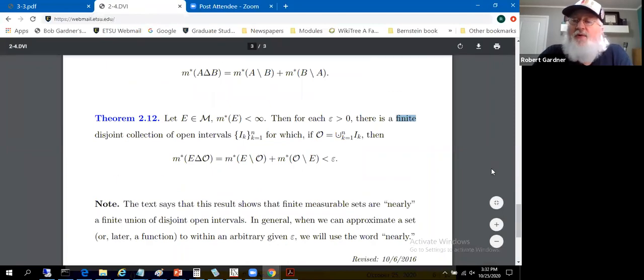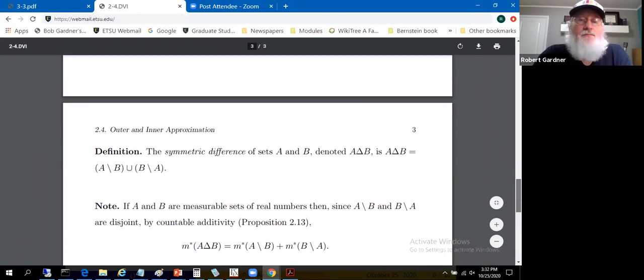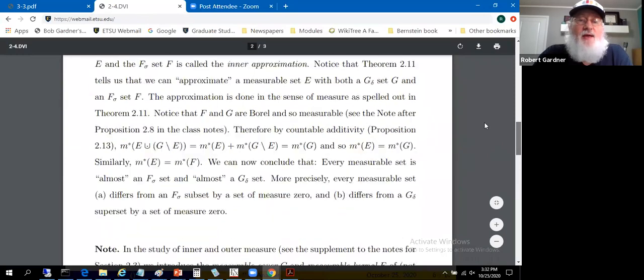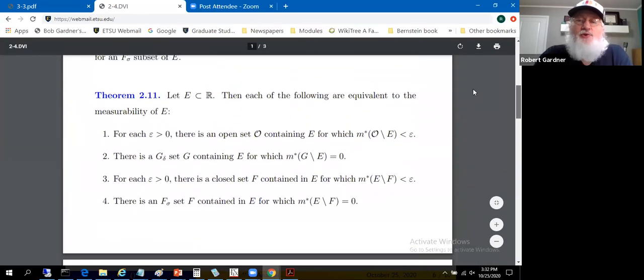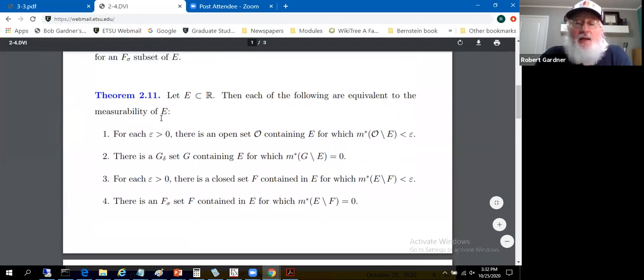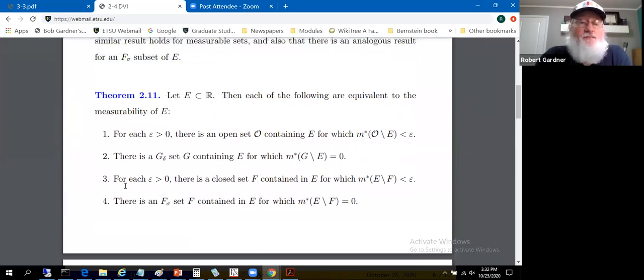Also in section 2.4. If I scroll up from here, we had 4 conditions equivalent to the measurability of a set, and this is the one we're using. For all epsilon greater than 0, there's a closed set F contained in E such that the outer measure of E set minus F is less than epsilon. We're doing that where the measurable set we're interested in is the set A. Remember, A is a measurable set, and we'll replace epsilon with epsilon over 2.